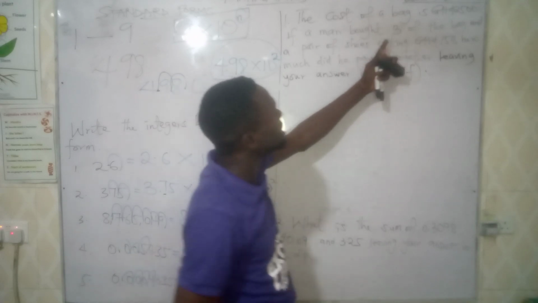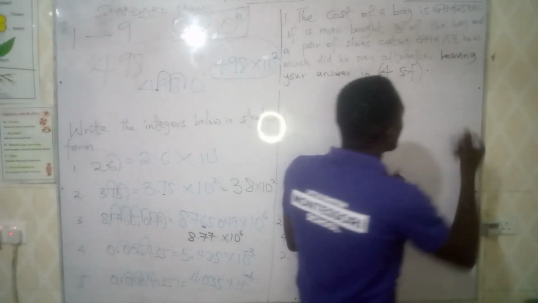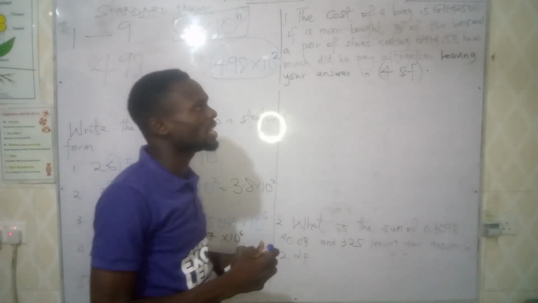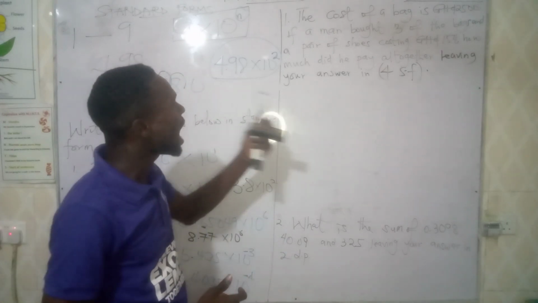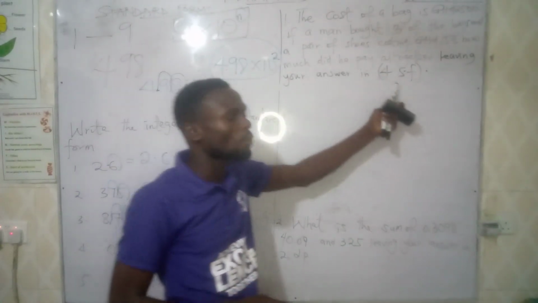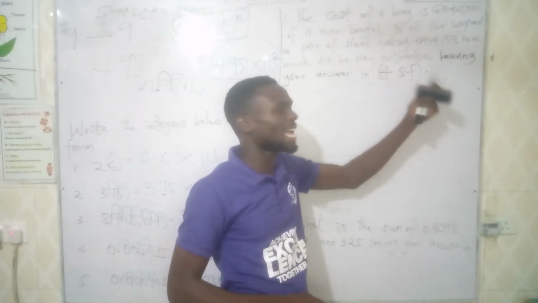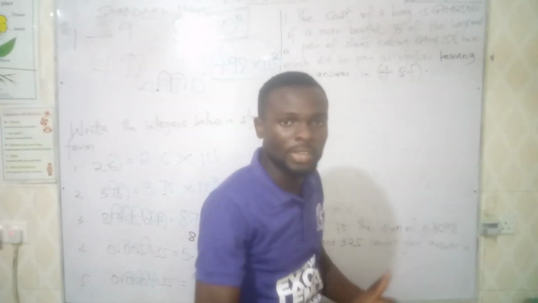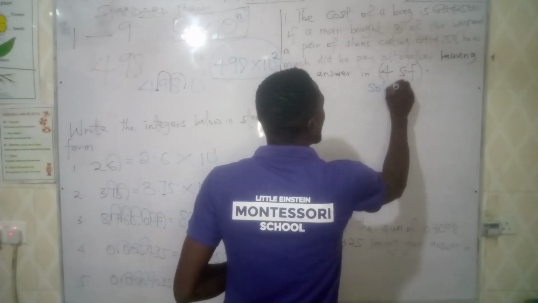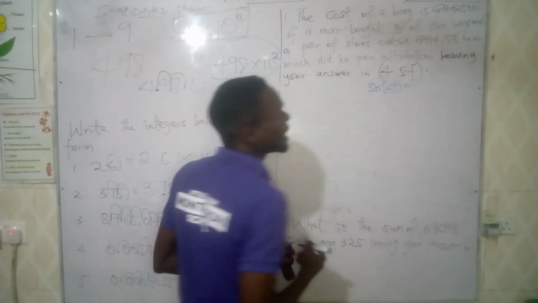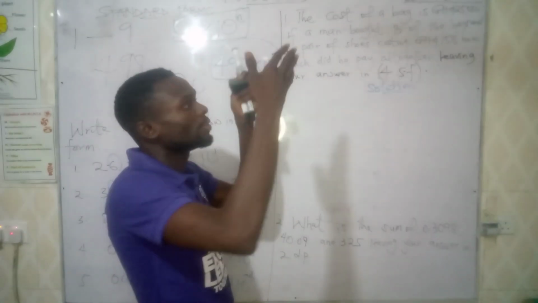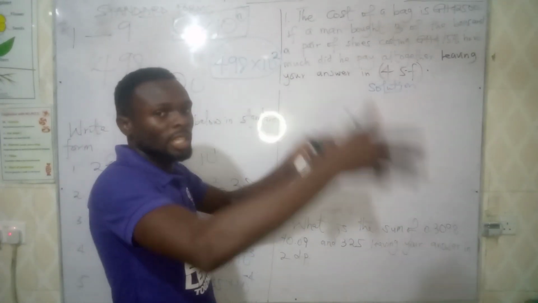If a man bought 3 of the bags and a pair of shoes costing 154 Ghana cedis, how much did he pay altogether, leaving your answer in 4SF? Know that the S stands for significant, F is figures. So here, we have to know the cost of the bag. One bag is 2,500. And he bought 3 of the bags.